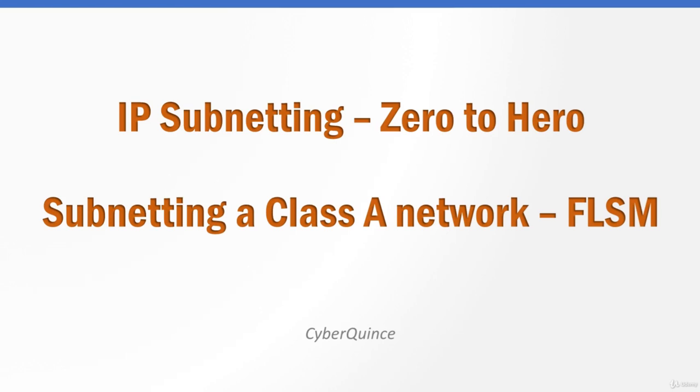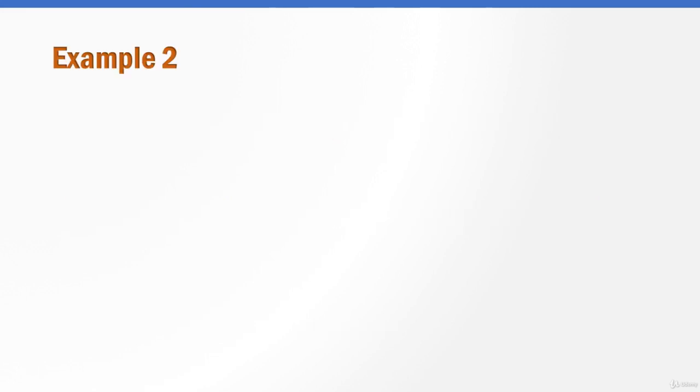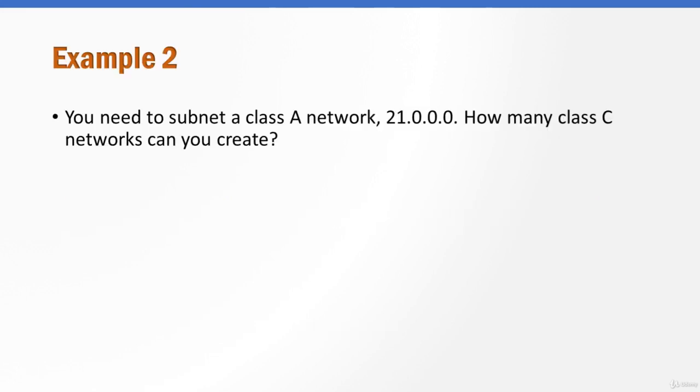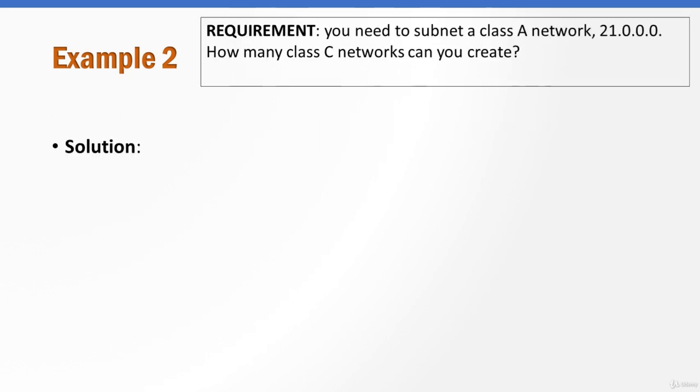Welcome to Subnetting a Class A network using FLSM, example number 2. This time, we need to subnet a Class A network 21.0.0.0, and the question is, how many Class C networks can we create? Right now, we have a network 21.0.0.0 where only the first octet represents the network portion.